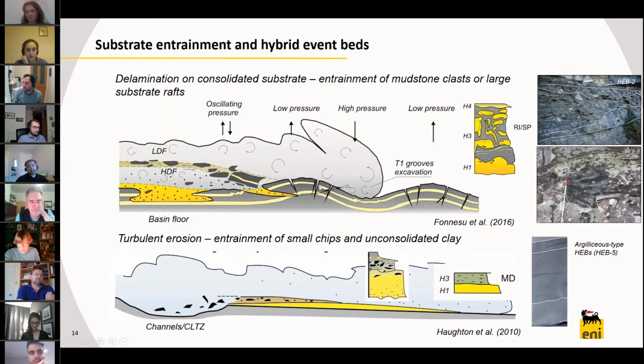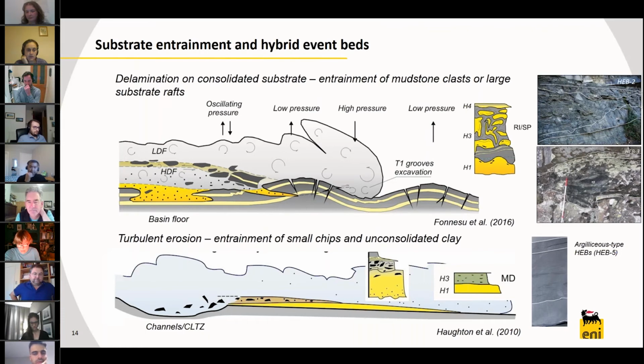Meanwhile, delamination features seem to be linked to very high density flow, able to apply differential pressure on the seafloor and somehow intrude and detach large pieces of clay or even rafts. The turbulent erosion is able to provide only small chips of consolidated clay to the flow.